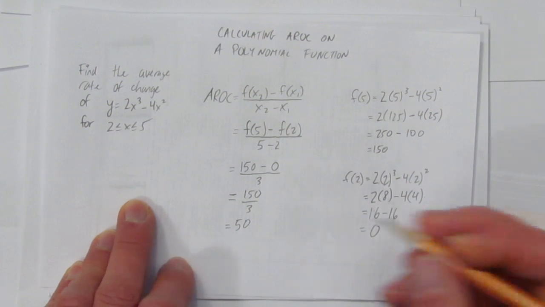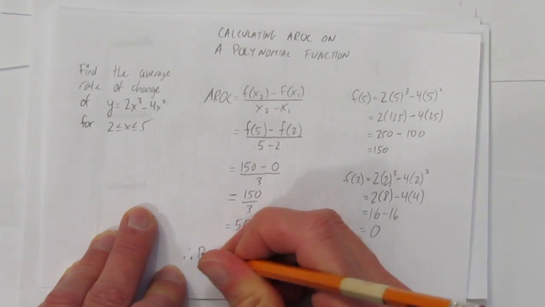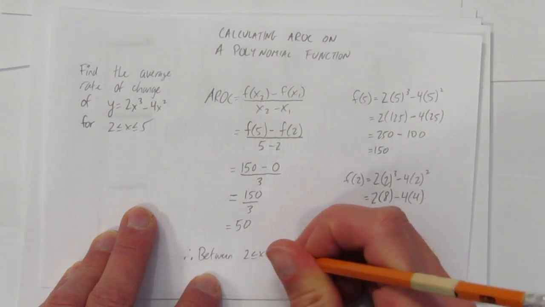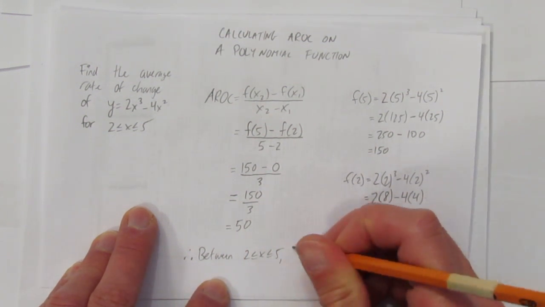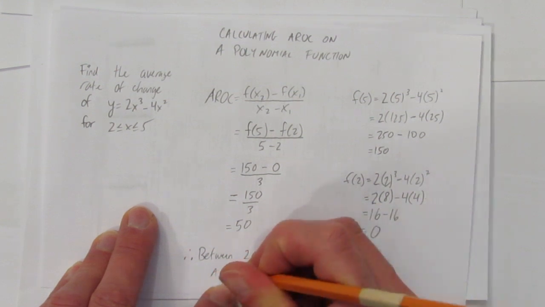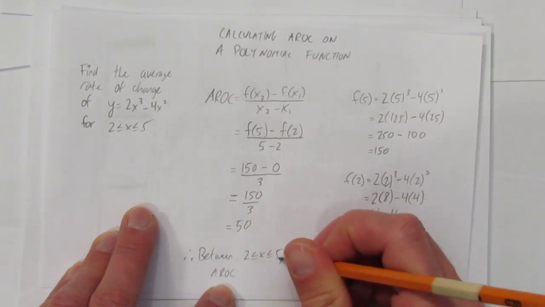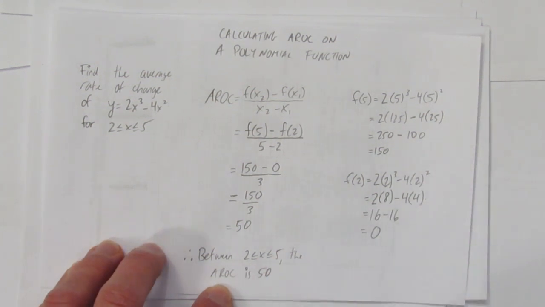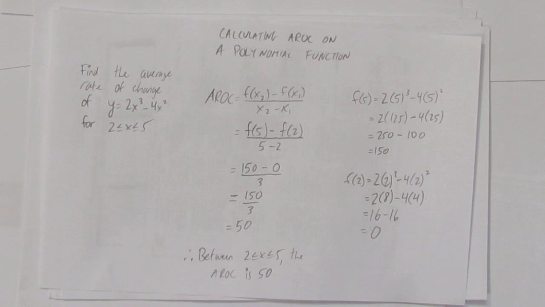So what does that tell us? It tells us that between 2 is less than x is less than or equal to 5, in that interval, the average rate of change, that is the slope, between these two x values is 50. And that's how you find the average rate of change when working with a polynomial function.